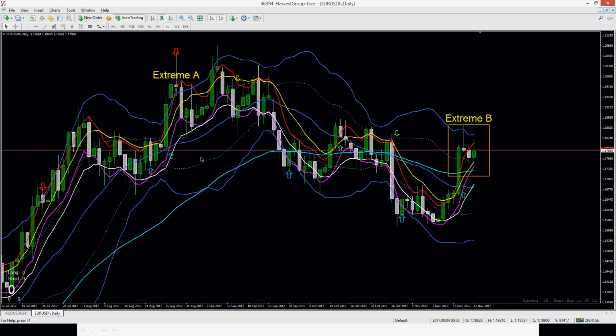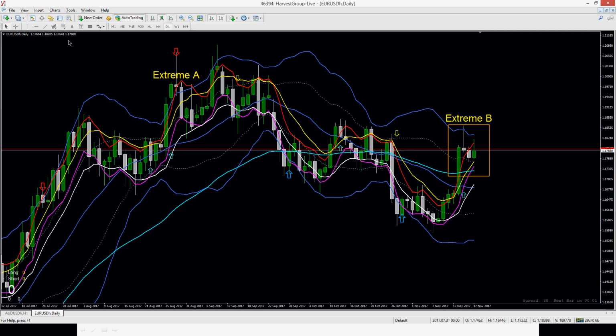What does extreme A mean? Extreme A is when the MA is outside of the Bollinger Band. Whenever the MA is outside the Bollinger Band, that's extreme A. Extreme A indicates that there's a possibility of a trend reversal, but it's not confirmed yet.